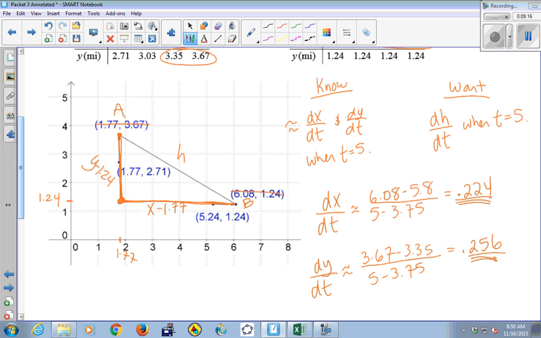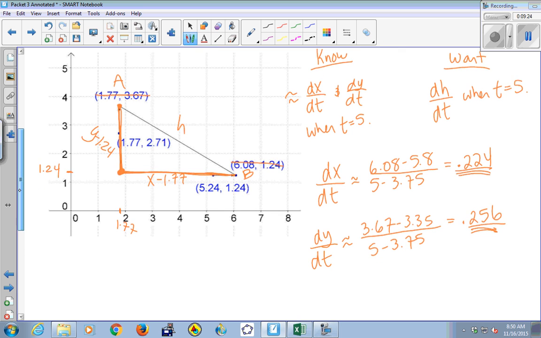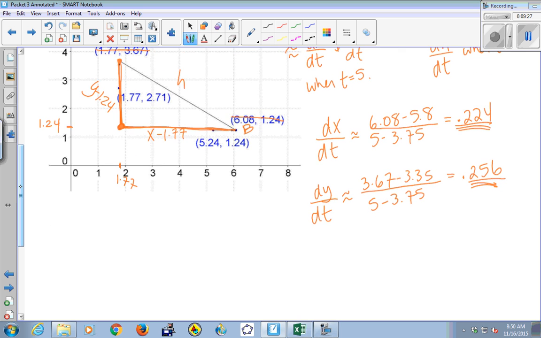All right, so now I have what I know. I have what I want. I have a picture with all my important variables. I need to write an equation that relates my important variables, x, y, and h. Can you relate those in an equation? Pythagorean theorem, yeah. The legs of the triangle, square the legs, and you get the hypotenuse squared.